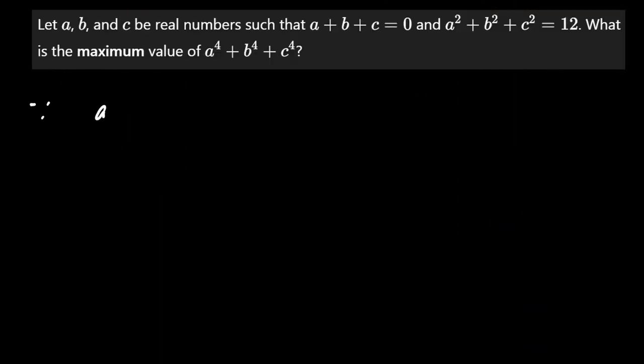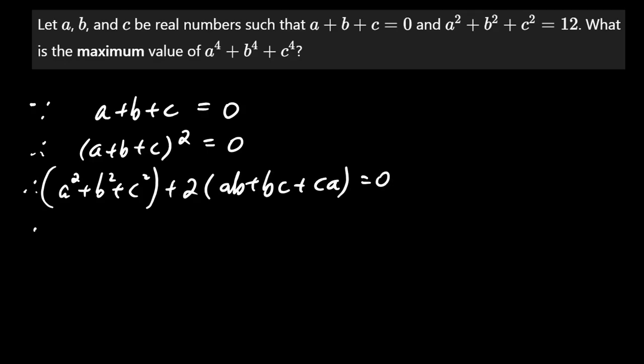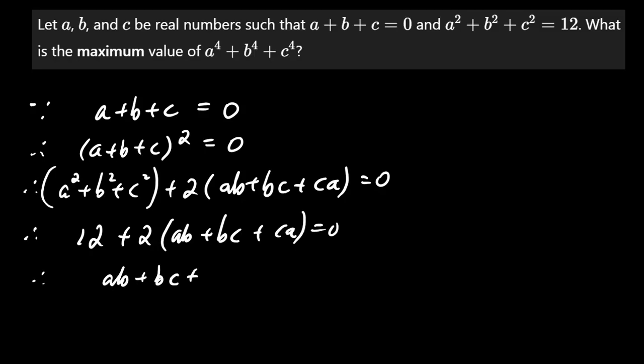From a+b+c equals 0, we square both sides to get a²+b²+c² plus 2 times (ab+bc+ca) equals 0. Since the sum of squares is 12, we have 12 plus 2 times (ab+bc+ca) equals 0. So ab+bc+ca equals -6.